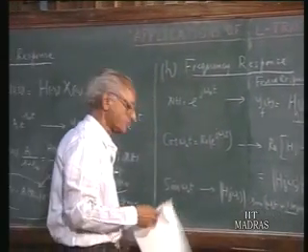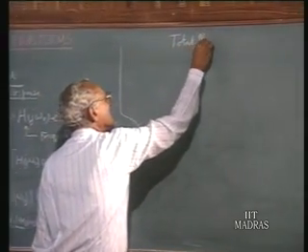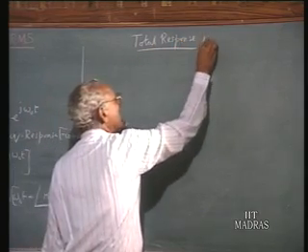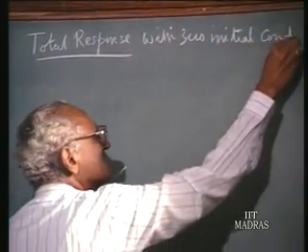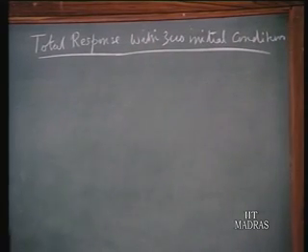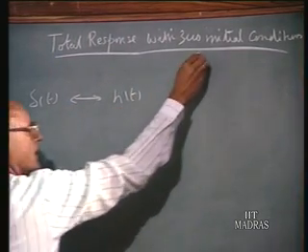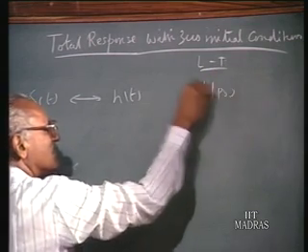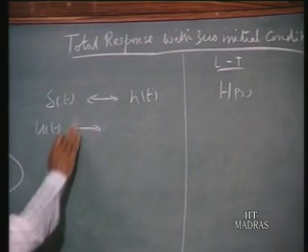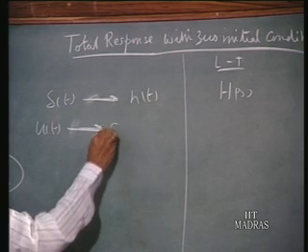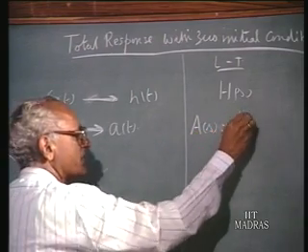To summarize then, what we have talked about is the total response with zero initial conditions. If the input is delta of t, it gives rise to h of t, and the Laplace transform of that is H of s. The Laplace transform of the output is H of s. If the input is u of t, we call that the step response, and we indicated this as a of t. That will be H of s over s.